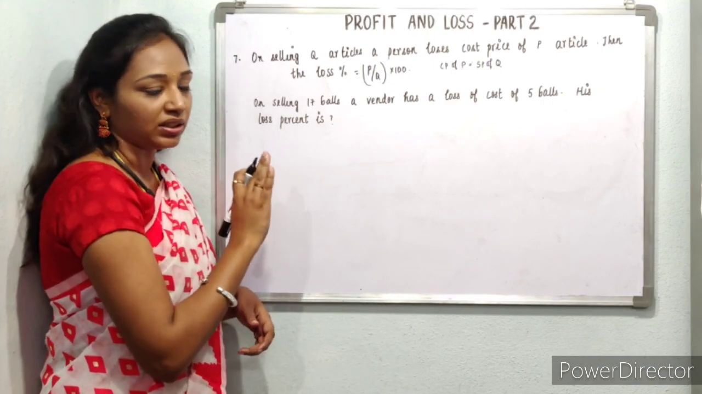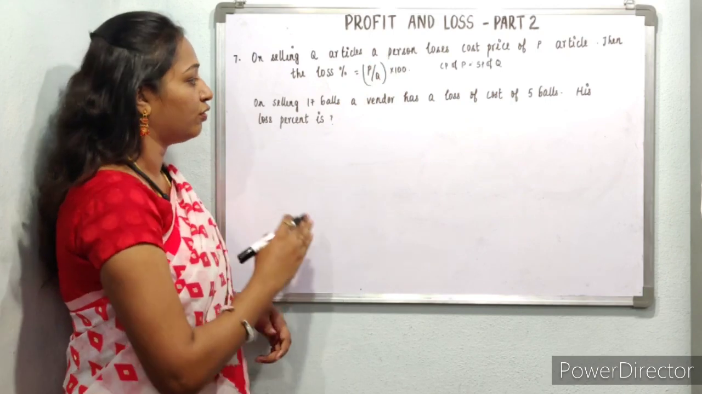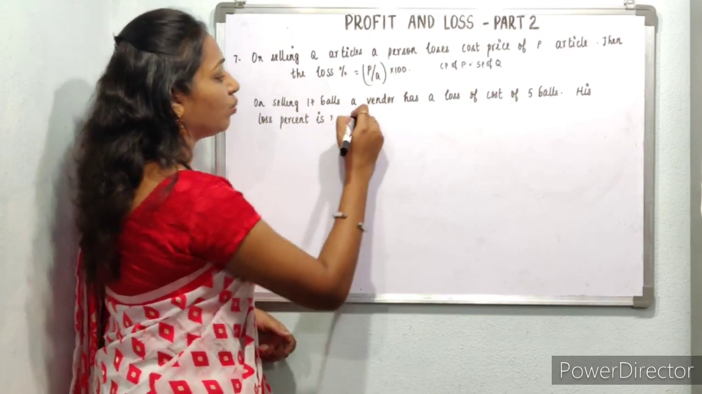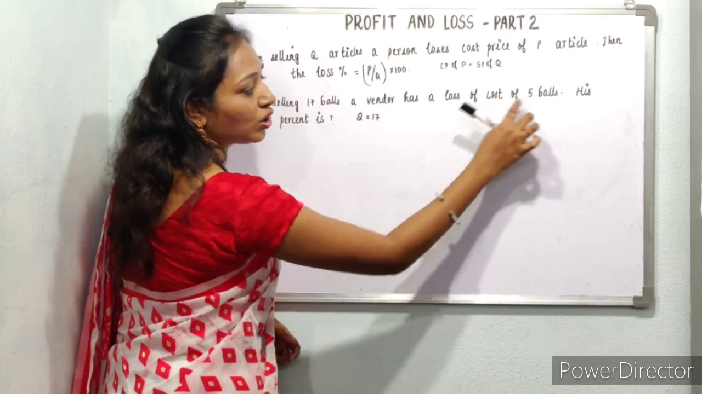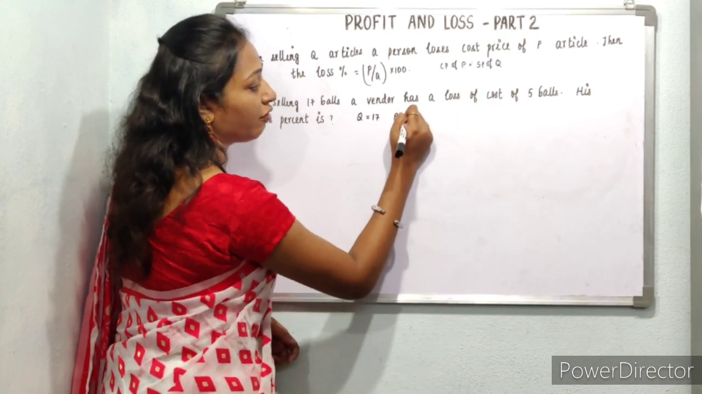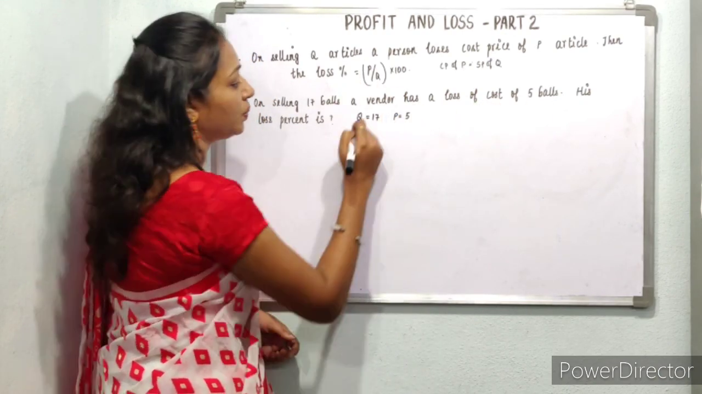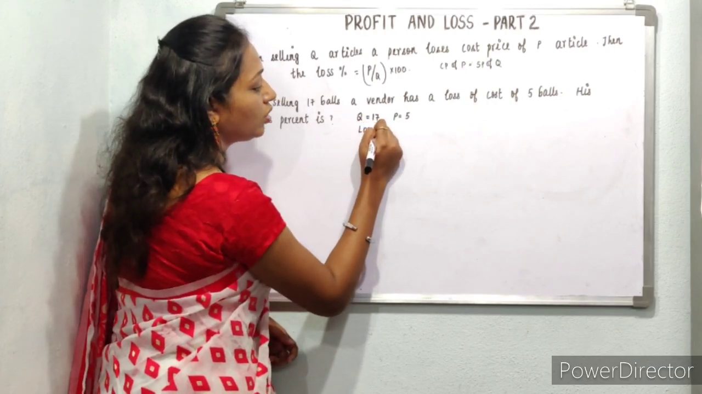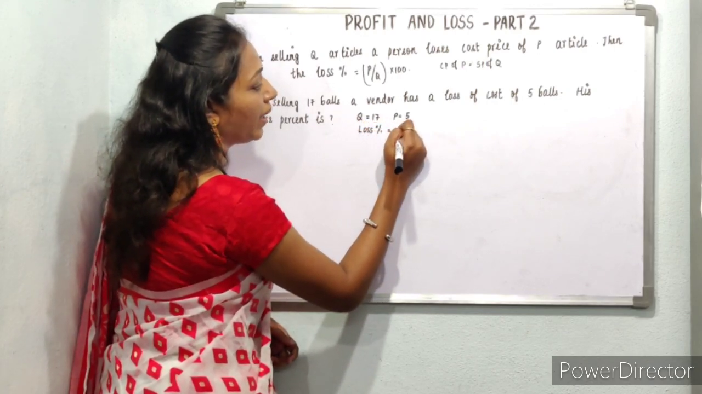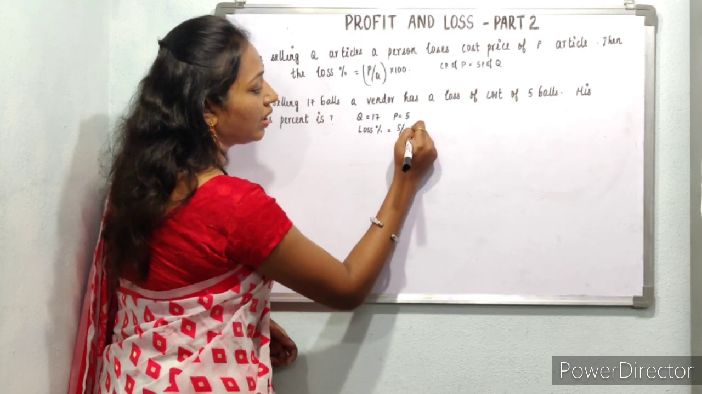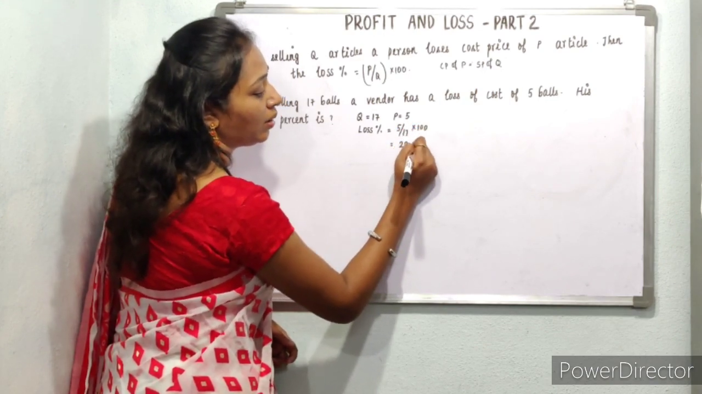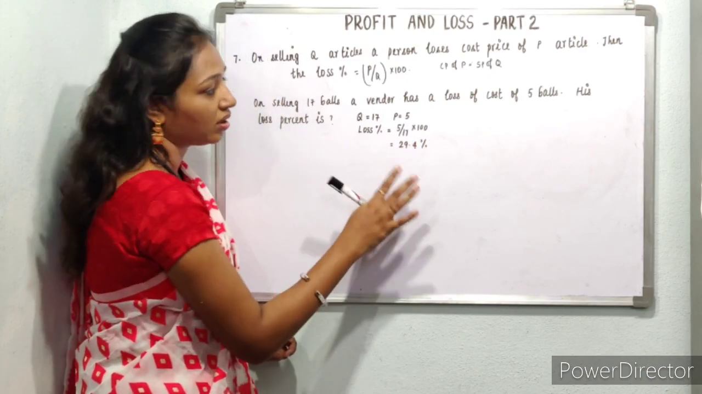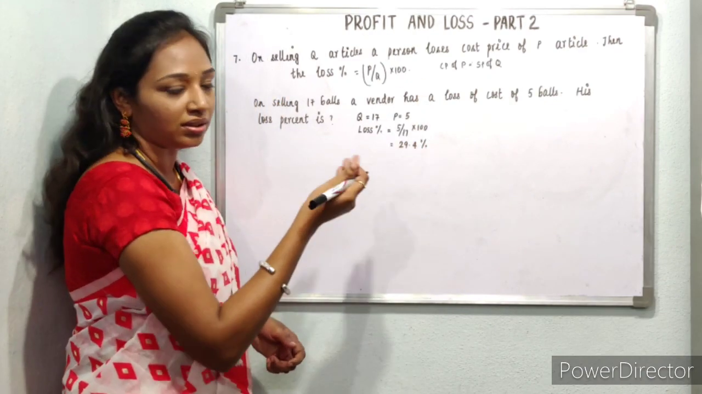his loss percentage. First we'll do it directly using the formula. Selling 17 balls, so the value of Q is 17, and the cost of 5 balls, the value of P is 5. So directly we can find the loss percentage. Loss percentage equals P by Q, that is 5 by 17 into 100. When you solve, you will get 29.4% loss. See, we solved it within just 10 seconds.